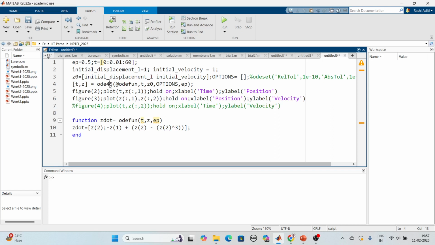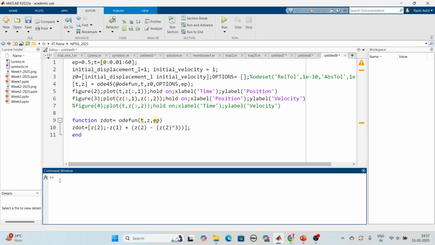Likewise, you can also use the DDE command, which is used to solve the delay differential equation. If you are not much familiar with DDE, you can maybe just go and search on Google, or search in this command window, from which you are going to get help. For example, if I write DOC DDE.